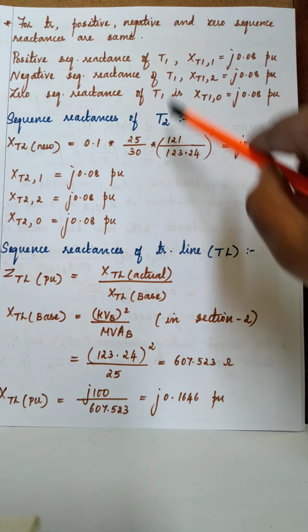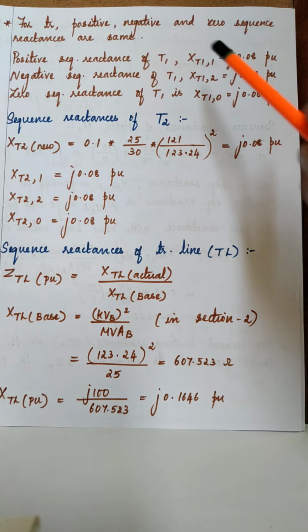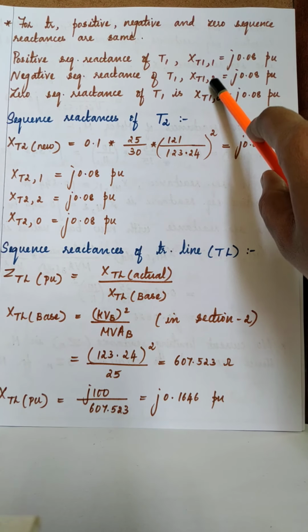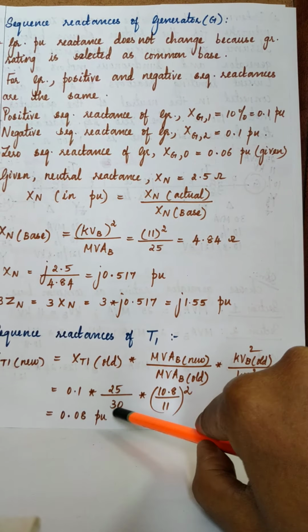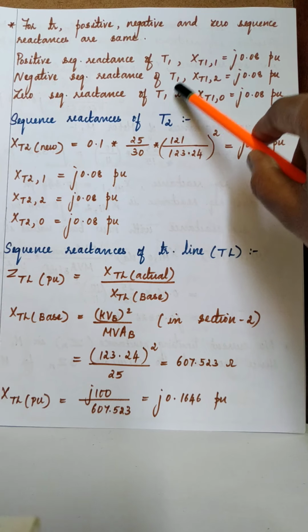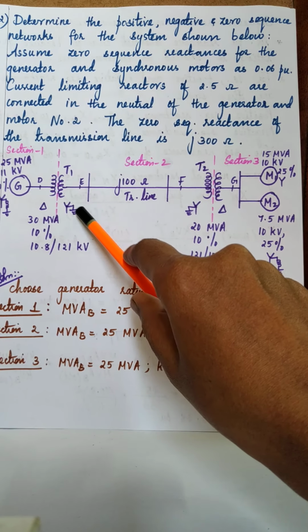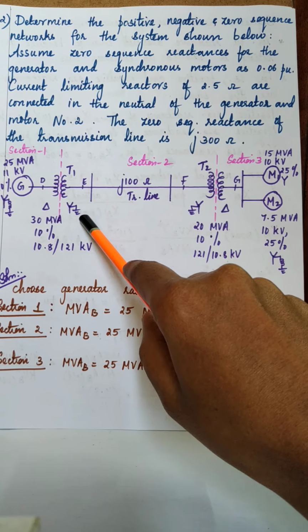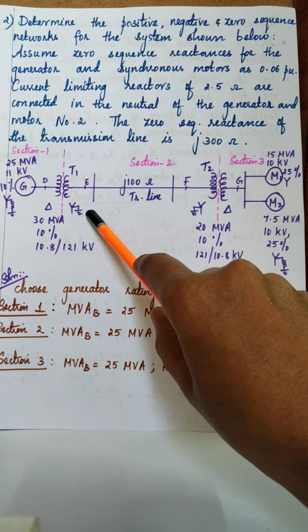Now, for a transformer, positive, negative and zero sequence reactances are the same. So we write XT1,1 = XT1,2 = XT1,0 is equal to j0.08 per unit. So we have calculated the new per unit reactances of the transformer, and for a transformer, the three sequence reactances are the same. So we have written j0.08. And remember, in the given question, the transformer secondary is star connected whose neutral is solidly grounded. So there is no neutral reactance, so there is no need to calculate 3Zn.